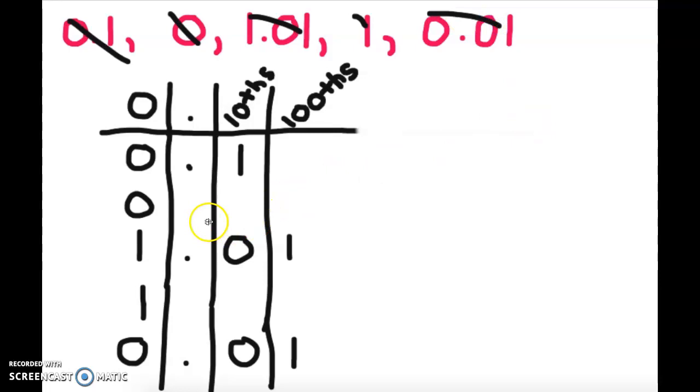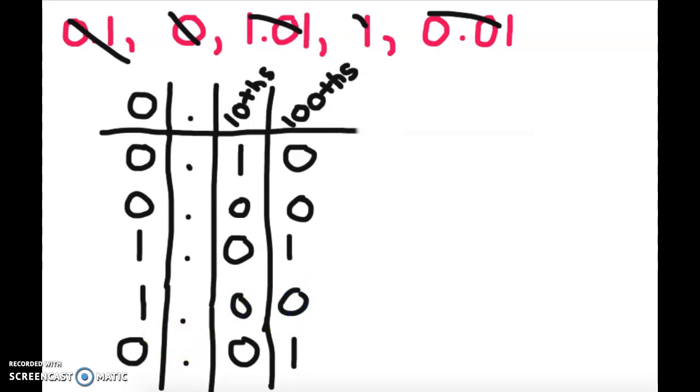Now, remember, if we don't have numbers in place values and we're comparing, we can go ahead and put zeros in those spots. So I'm going to go ahead and fill in all my decimals. 0.1 becomes 0.10. 0 becomes 0.00. That stays the same, 1.00, and then that one stays the same.